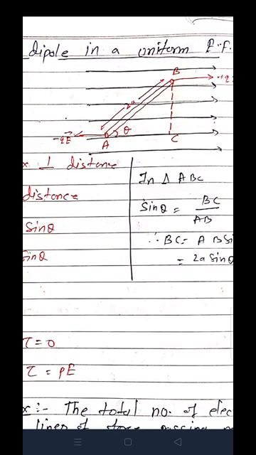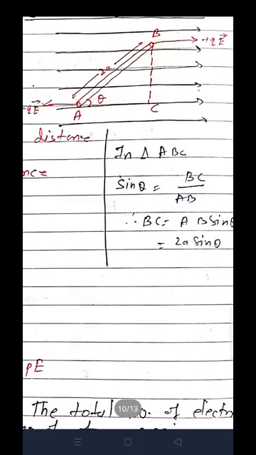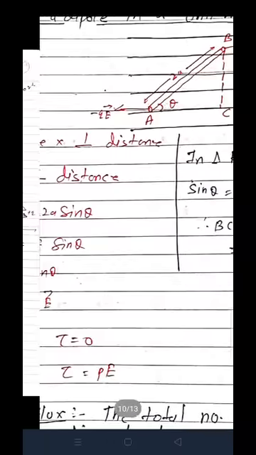Okay. But to find the torque, what is the formula? Force, either plus QE or minus QE, into the perpendicular distance between them. As you can see over here, the perpendicular distance is BC. Now how can we find the perpendicular distance? We go to triangle ABC. Sin theta is equal to BC by AC. So BC will be equal to AB sin theta. That BC is the perpendicular distance, and AB is the distance between the two charges of the dipole. It is 2A. So BC will be equal to 2A sin theta.